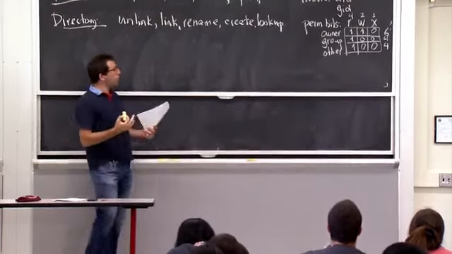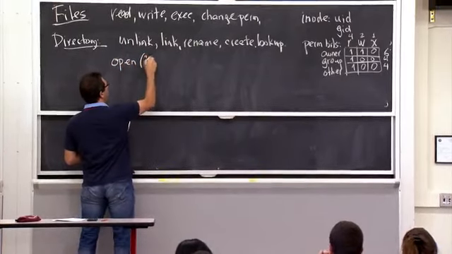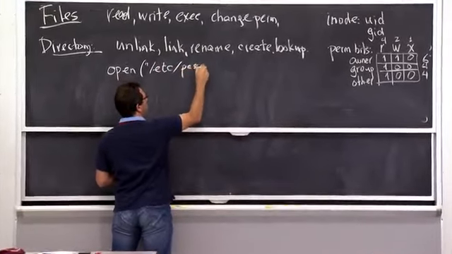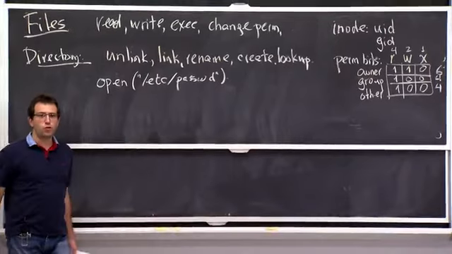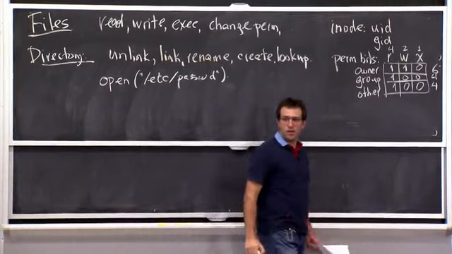So I guess let's just work through an example. What happens on Unix if I call open /etc/passwd? What checks is the kernel going to perform on my behalf when I issue the system call?